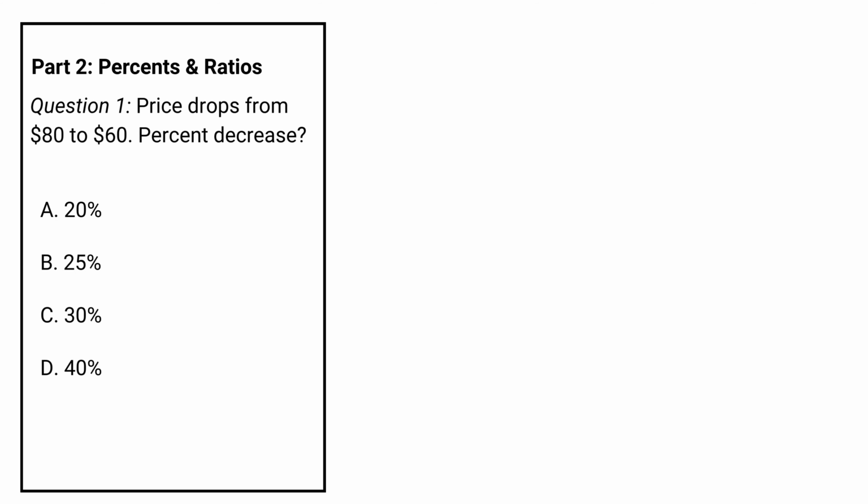Next, we'll look at percents and ratios. Practical math that shows up all the time, both on the GED and in real life. Next up, a jacket's price drops from $80 down to $60. What is the percent decrease? Your choices are A, 20%, B, 25%, C, 30%, D, 40%. Pause the video and give it a try.